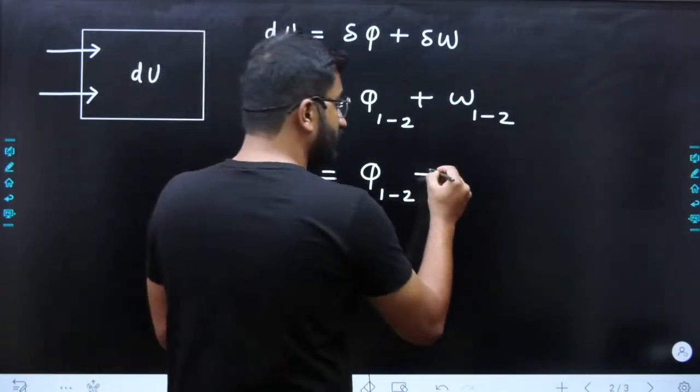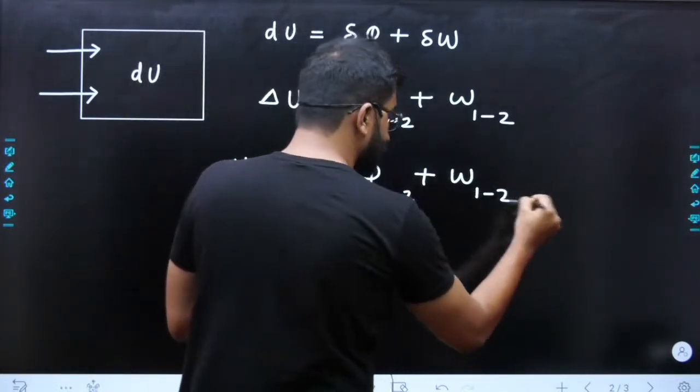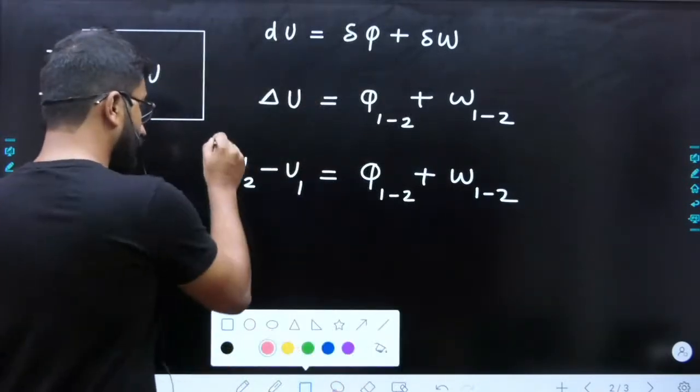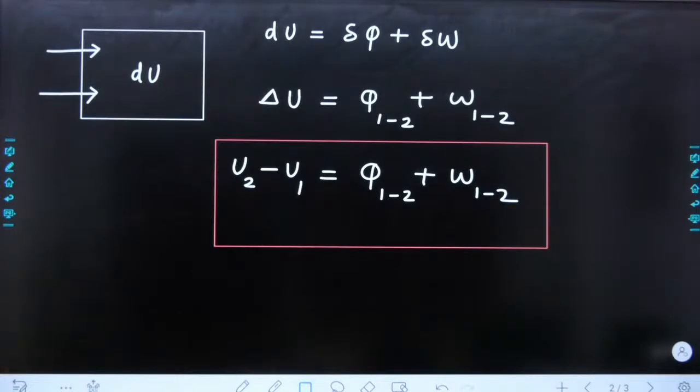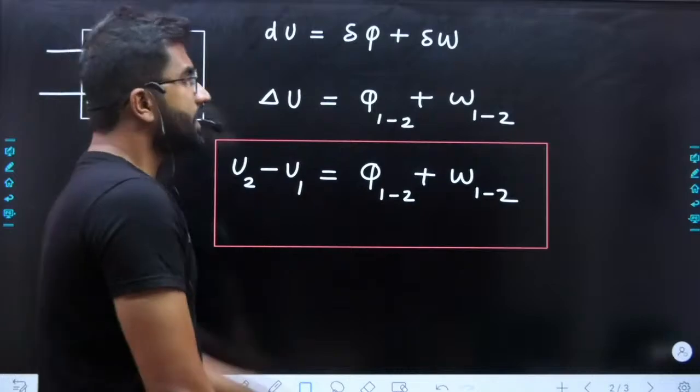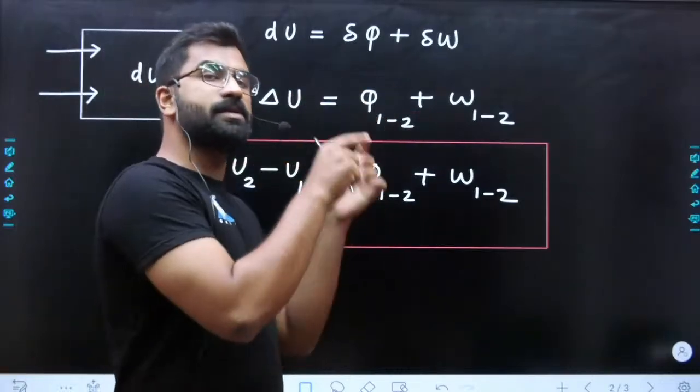हीट जो है वो पाथ फंक्शन है, वर्क जो है वो भी पाथ फंक्शन है. So this is your equation for the first law of thermodynamics, right? First law of thermodynamics.